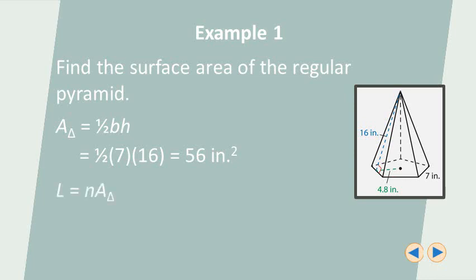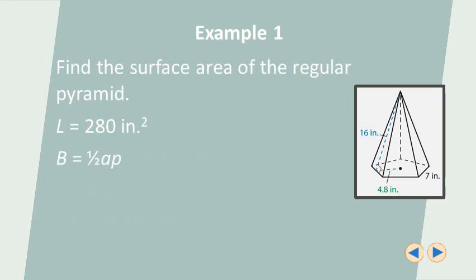So what is going to be the L, the total of the lateral faces? Well, it's going to be the total number of faces, which we can calculate by the base edges at the bottom times the area of each individual lateral face. So in this case, 5 times 56 gives us a lateral surface area of 280 inches.